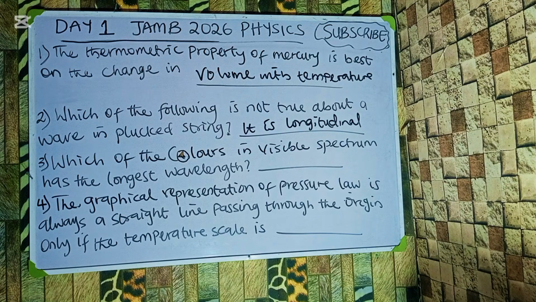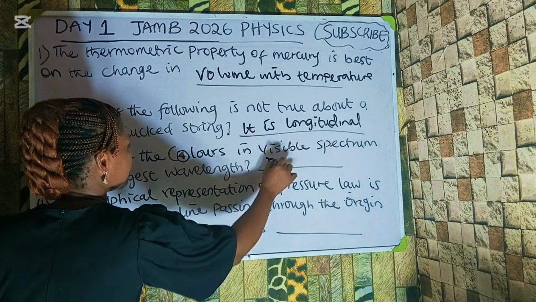Question 3. Which of the colors in the visible spectrum has the longest wavelength? The answer is red.